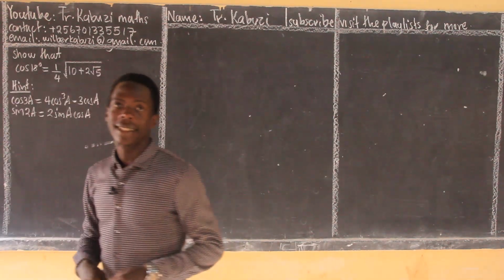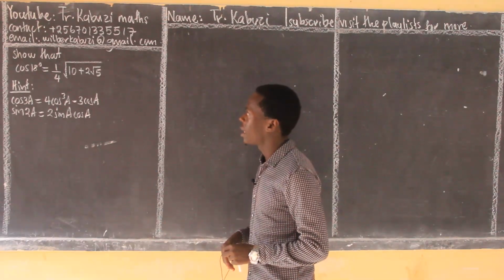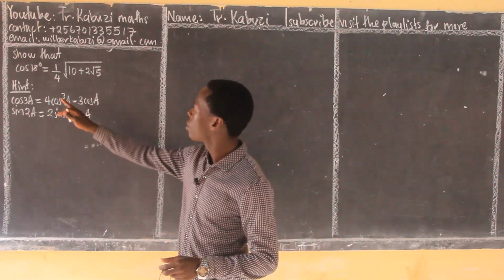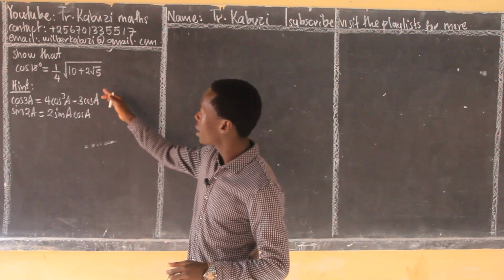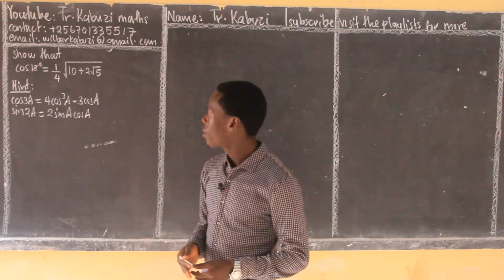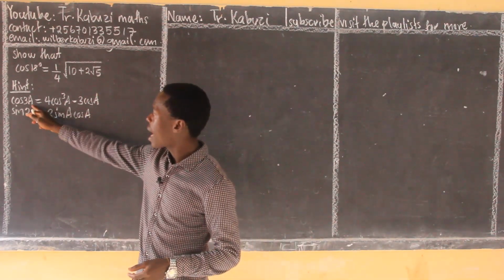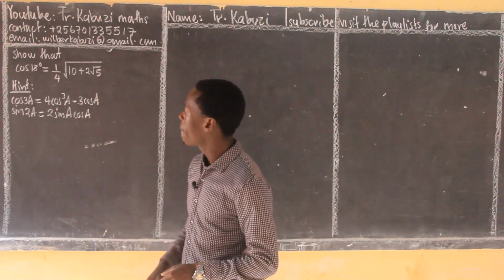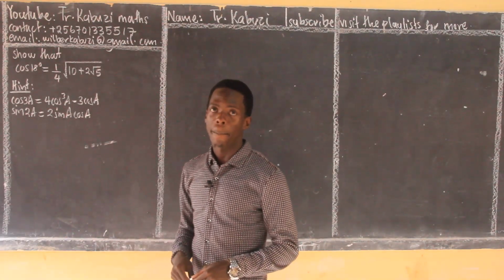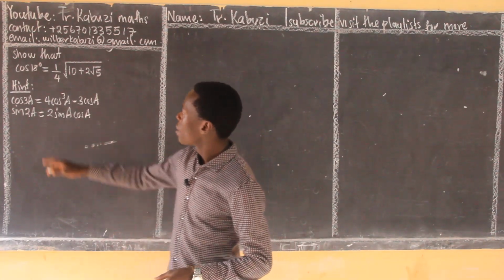Okay, now members, we are going to see this question from trig. It says show that cos of 18 degrees equals this. The hint is that we are going to use the identity for cos of 3A, and also the double angle for sine. Anyway, from there you start.